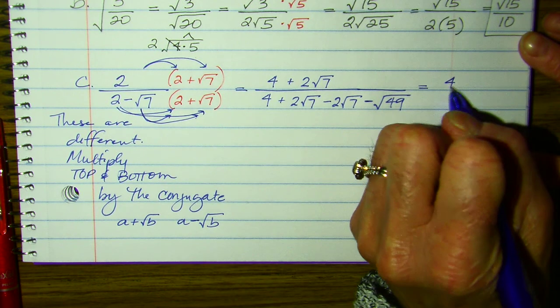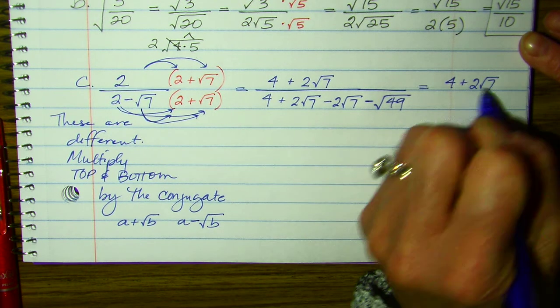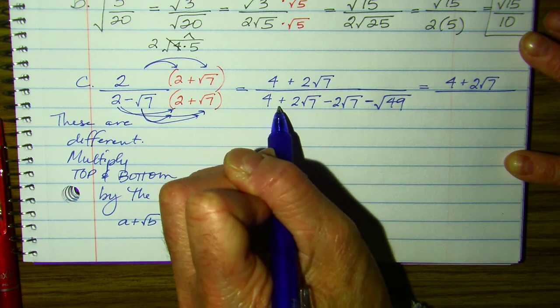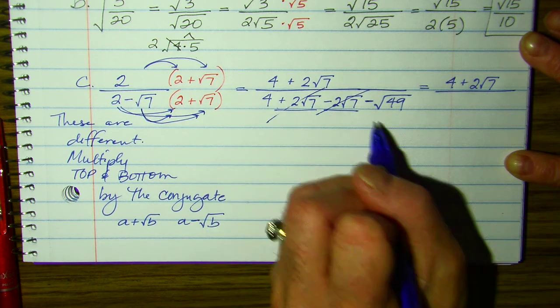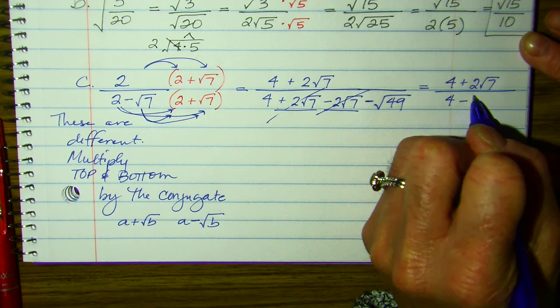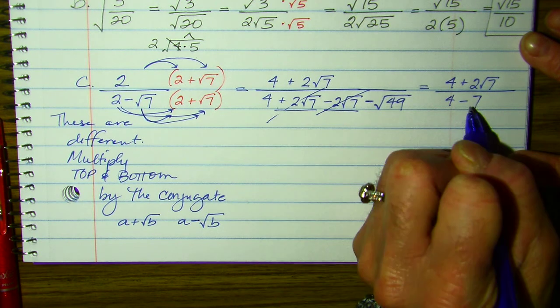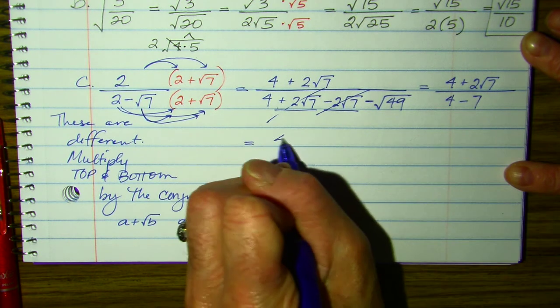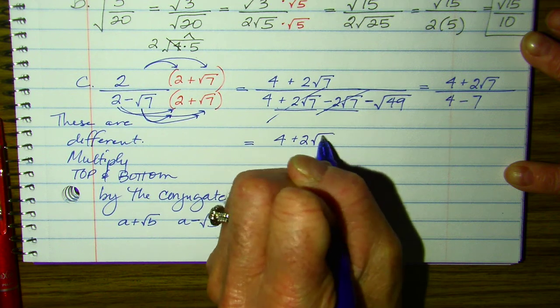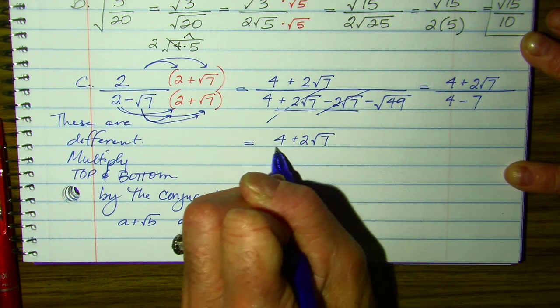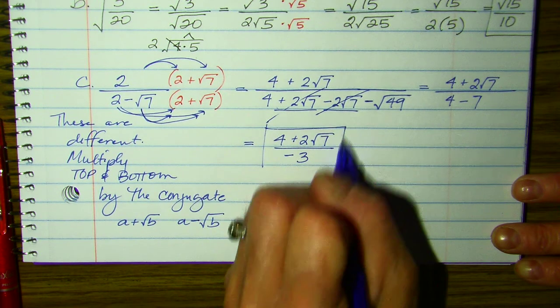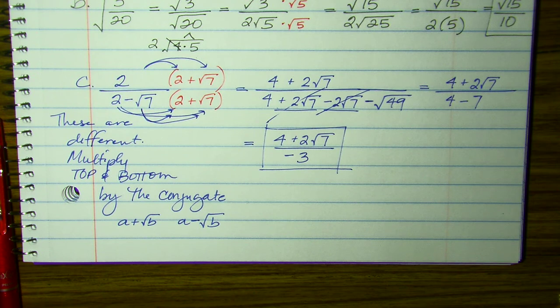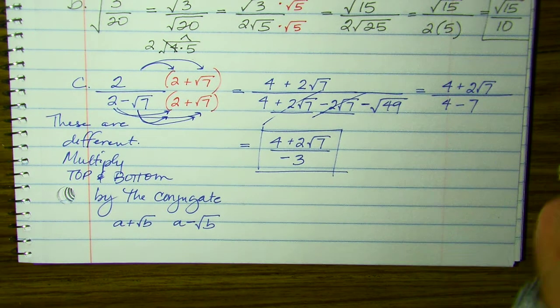So I just have 4 plus 2 root 7. In the bottom, one of these should be positive and one is negative, so these cancel. Now on the bottom, I just have 4 minus 7 because the square root of 49 is 7. So I'm going to rewrite this because on the bottom, I have like terms. 4 take away 7 is negative 3. Now you can leave it that way. That is my answer.